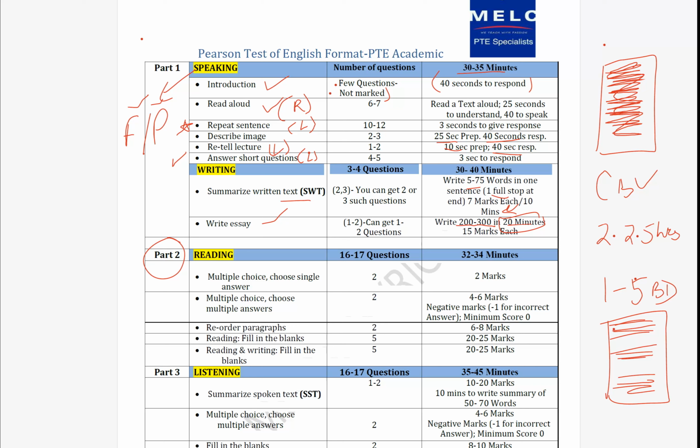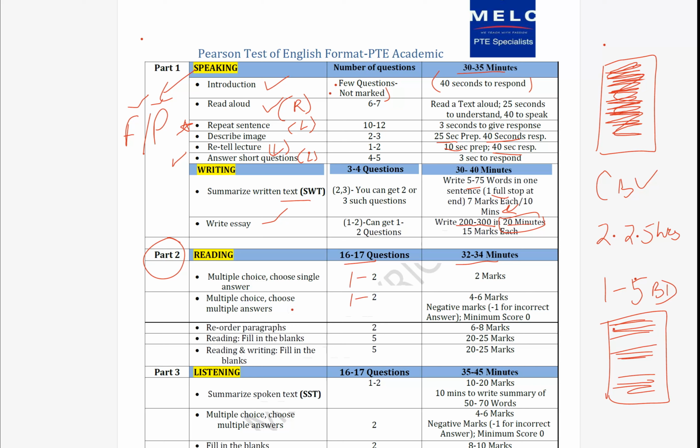It is reading, 16 to 17 questions, 32 to 34 minutes. So basically, for each question you have 2 minutes. Okay, for each question you have 2 minutes. Keep this in mind, quite helpful. Multiple choice, single answer, multiple choice, multiple answer. You get 2 questions. However, there is a possibility that you may get only 1. So you may get 1 or 2 questions of each.